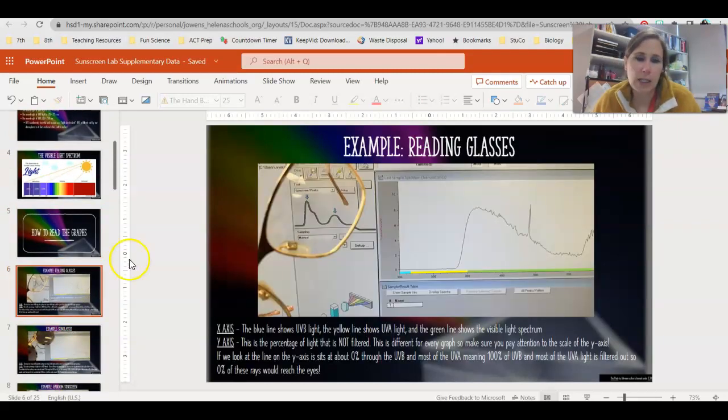One of the first things we tested was a pair of reading glasses. Reading glasses are supposed to filter out UVA and UVB light, but obviously we want regular light to still hit our eyes so we can see and read properly.